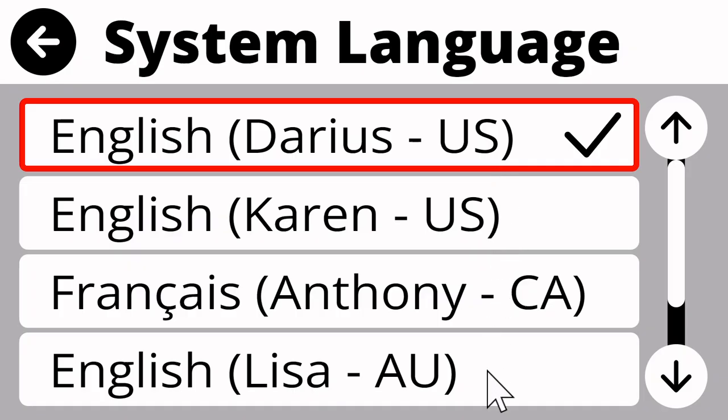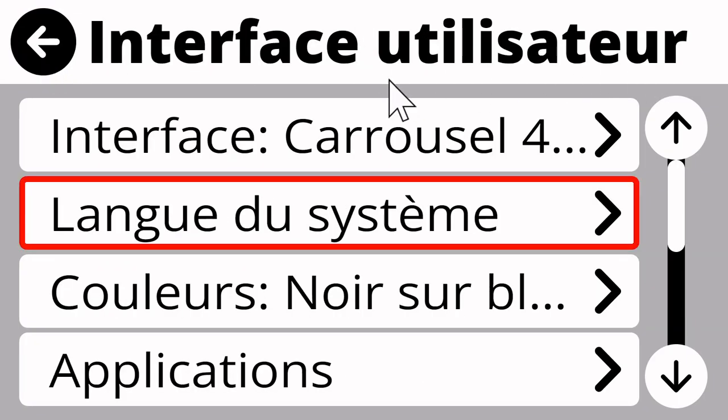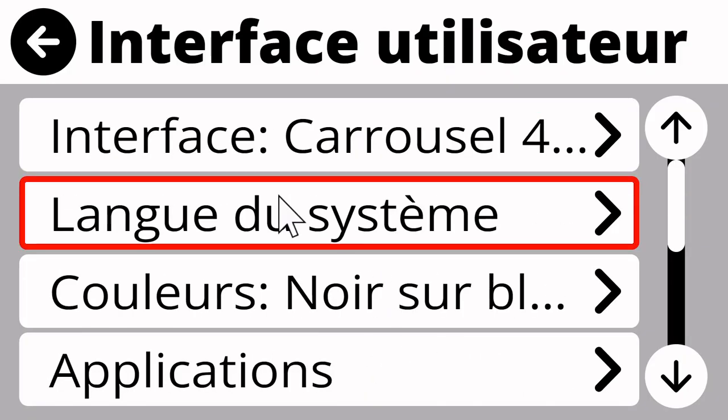Beneath it, you can see that I have 3 other voices installed and languages. So I have Karen, US English, Anthony, Canadian French, and Lisa, Australian English. So I have 4 different voices installed. Let me just show you what happens when you use a different language voice. So I'm going to tap on Anthony down here, third in the list, and you'll see up at the top, my language of the interface has also changed to be in French, as well as all of my other interface options.